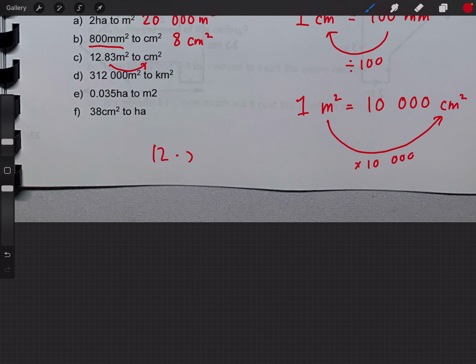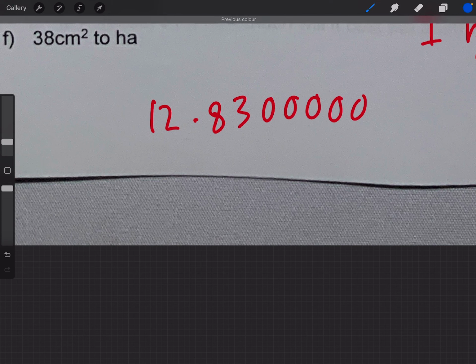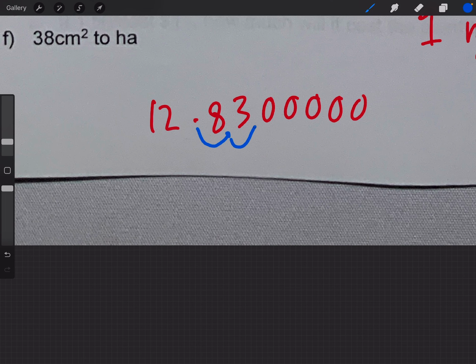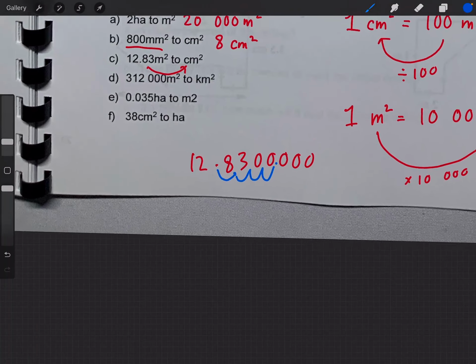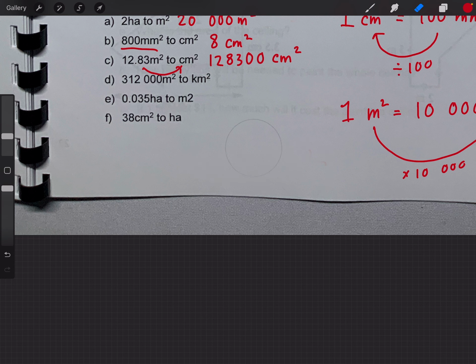So 12.83. Since when we multiply by 10,000, we're going to move decimal place to the right 4 times. So let's just put in a couple zeros. Okay. So now decimal place is going to move 1, 2, 3, 4. So the decimal place is going to end up here. So now the answer to this would be 128,300, and you're done. So it's 128,300 centimeters square. All right, next one.